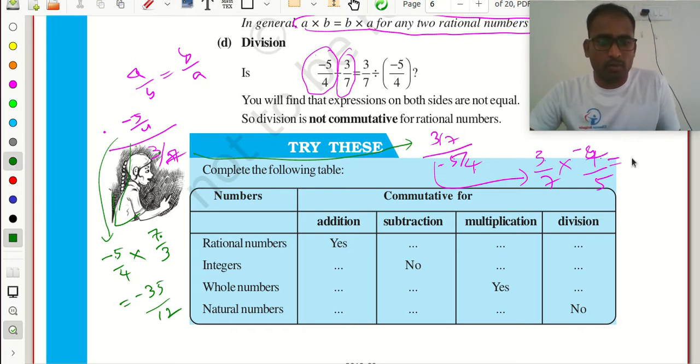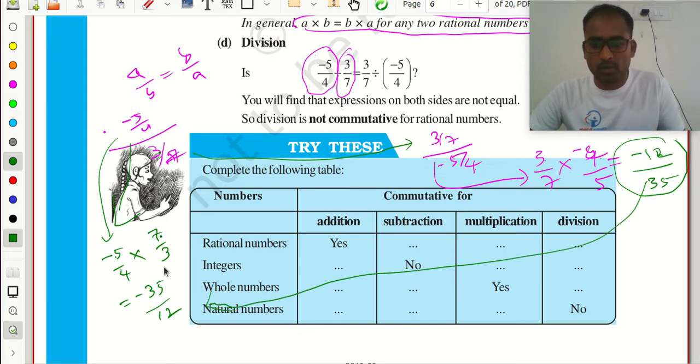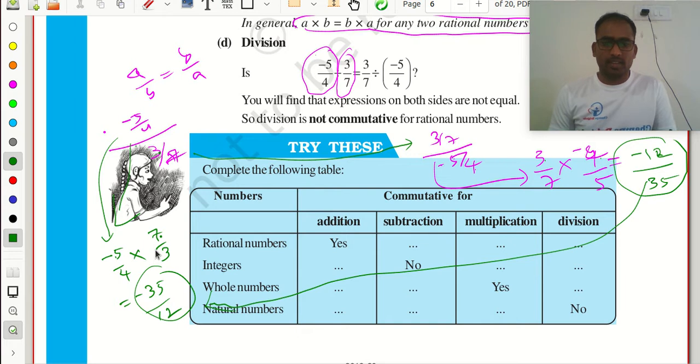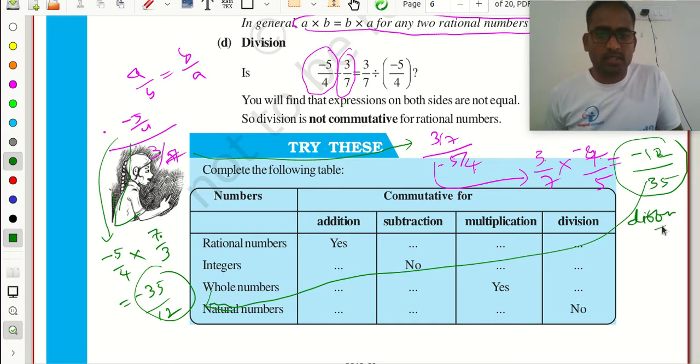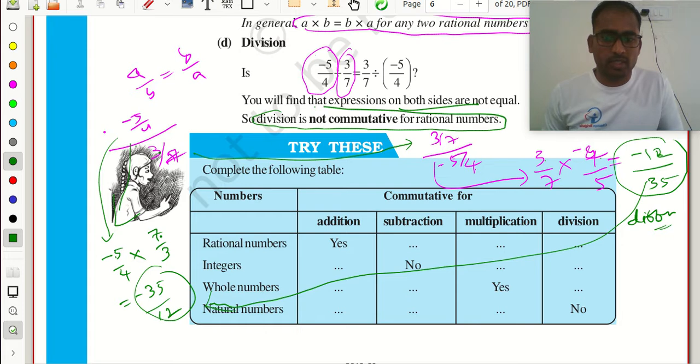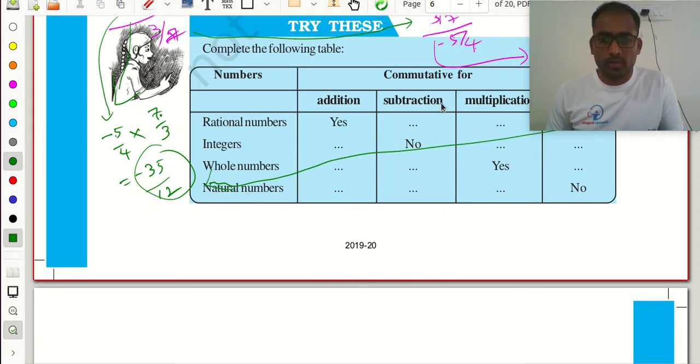So how much is its value? 3 into minus 4, minus 12. 7 into 5, 35. So this is minus 12 by 35 and the other is minus 35 by 12. Are these both the same or what? These both are different. So this relation is not satisfied, and these both are not equal. So we can say division is not commutative for rational numbers. Is this clear? Now you fill this box as homework.